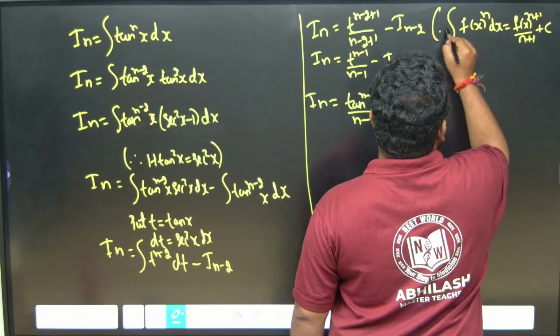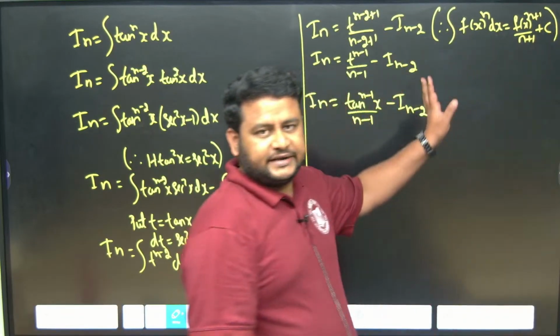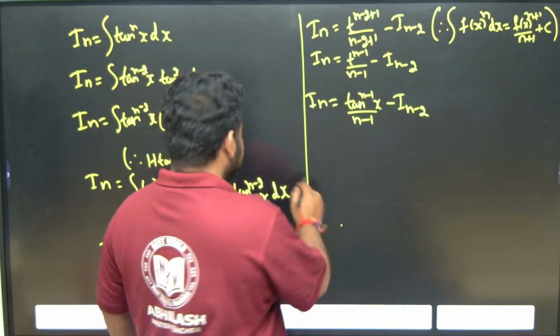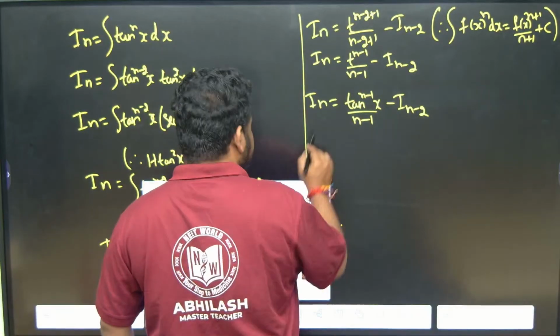I should write the reason. Therefore, this is the reason I am using. Definitely I have to write the reason, then only you will get complete marks. This is what you will get. So this is the complete reduction formula for tan power nx.